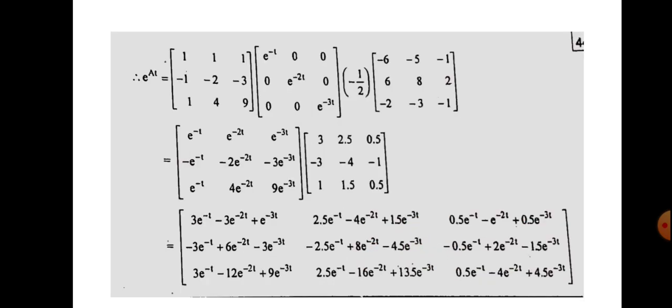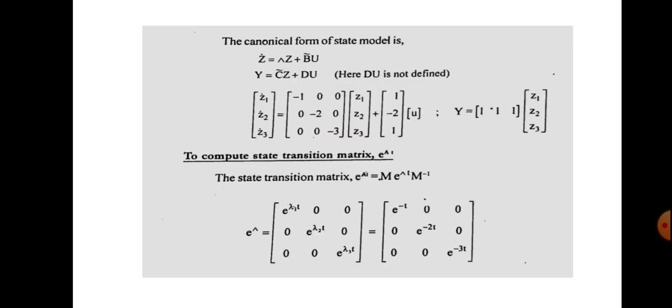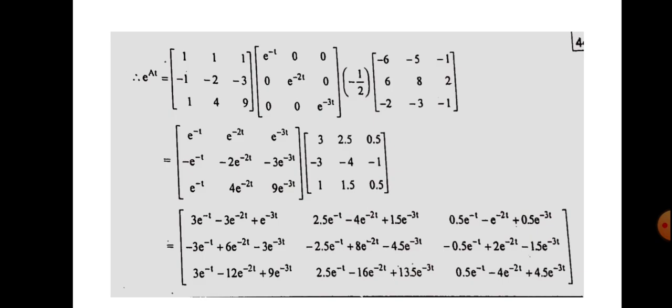So you can find the multiplication, that is e raised to At will be equal to, what is the equation? M into e raised to Gamma t into M inverse. M inverse is this quantity. So you can easily find the multiplication, and you will get the result like this. So this is the state transition matrix.